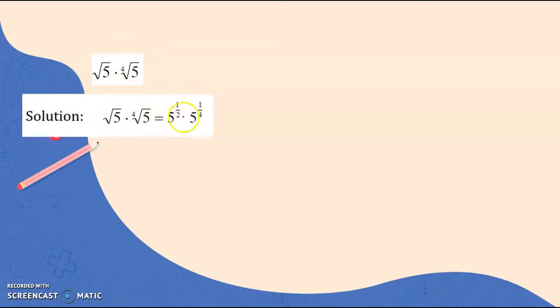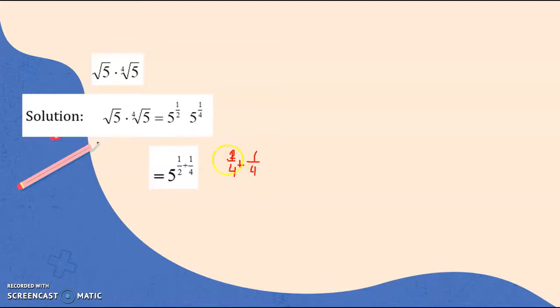So for you to combine them, you need to make sure that the indices are the same. This is just one of the approaches. So you can put them into rational exponents, no? So it becomes 5 raised to 1 half times 5 raised to 1 fourth. Then, since they have the same base, you add lang the exponents. So 1 half plus 1 fourth. And then since they are dissimilar fractions, you have to make them similar fractions. So that becomes 2 fourths plus 1 fourth, no?